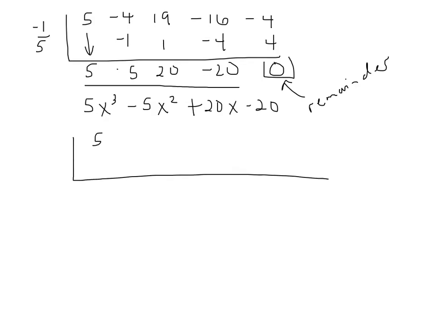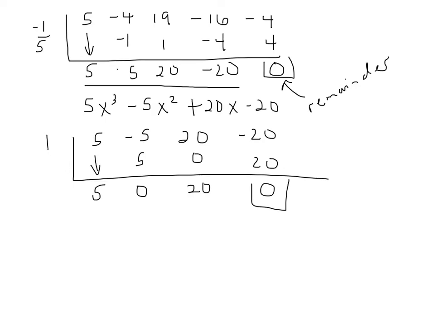So it's 5, negative 5, 20, negative 20. And my second zero is positive 1. So again, the first number comes straight down, 5. I multiply. That gives me 5. Then I add, gives me 0. Then I multiply, gives me 20. If I add, multiply, add, my remainder is 0. So this is my reduced polynomial now. This is 5x squared plus 0x plus 20, and this is what we need to solve.